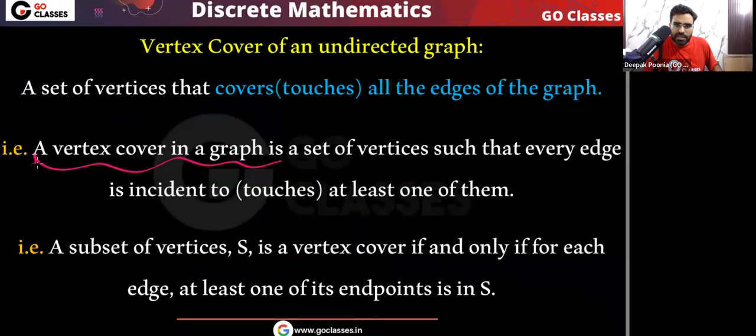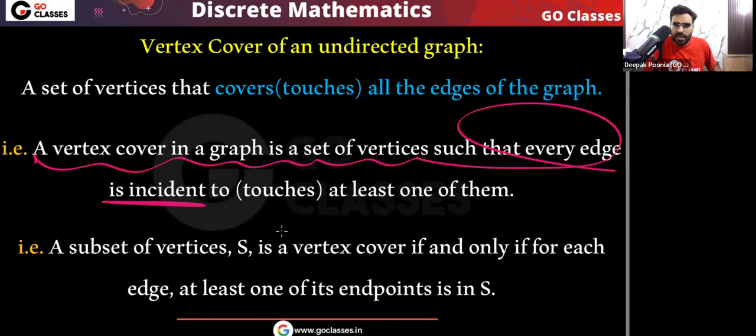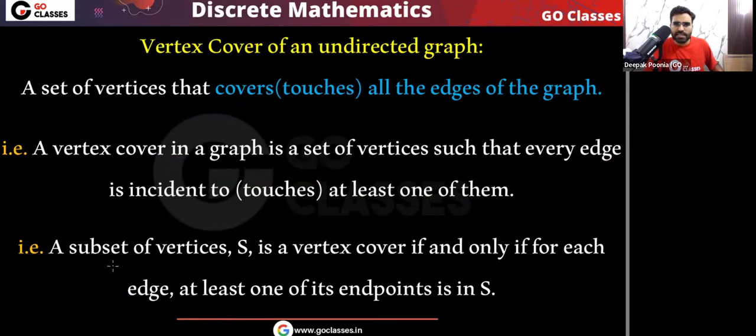A vertex cover in the graph is a set of vertices such that every edge is incident on at least one of the vertices of this vertex cover. In simple words, a subset of vertices S is a vertex cover if and only if for each edge at least one of its endpoints will be in S. This is the definition of vertex cover. Very simple.